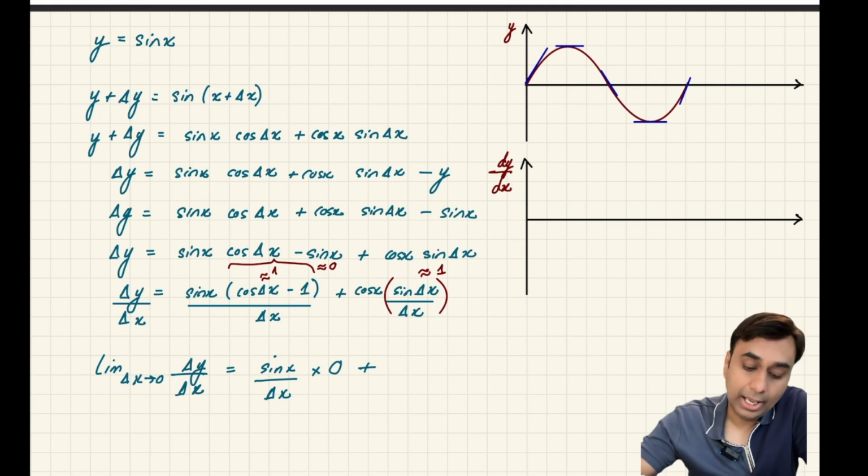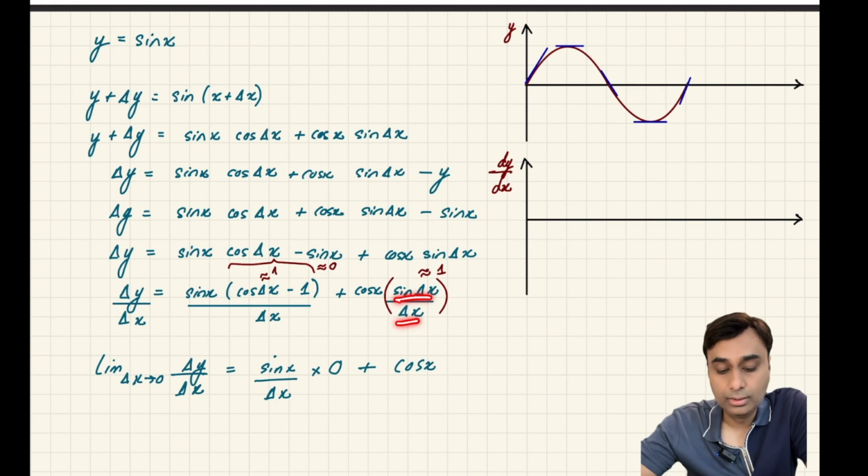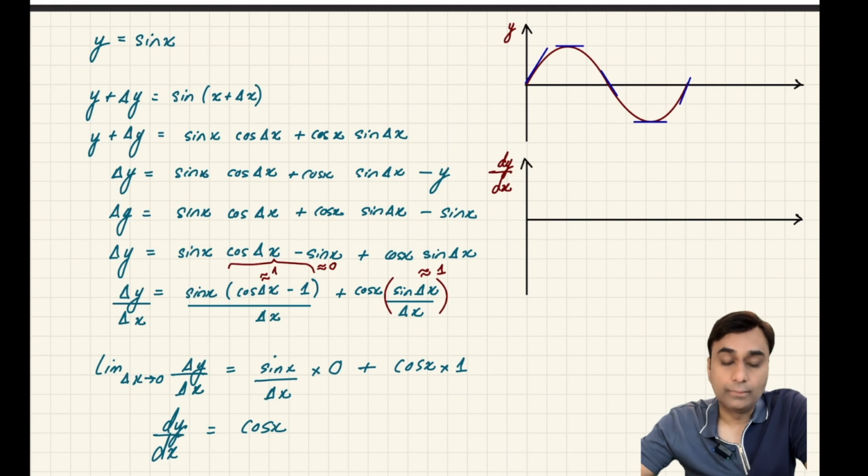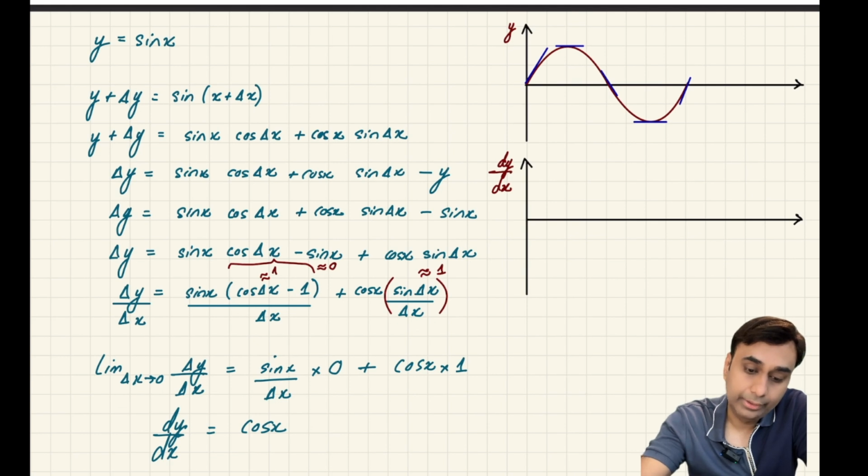And then I have a plus cos x multiplied by sine delta x upon delta x, about which we also identified earlier that for very small angles, sine delta x over delta x approaches 1. So in place of this, I can write down 1. And this is dy by dx, so I get myself the formula for the derivative, which is going to be cos x.